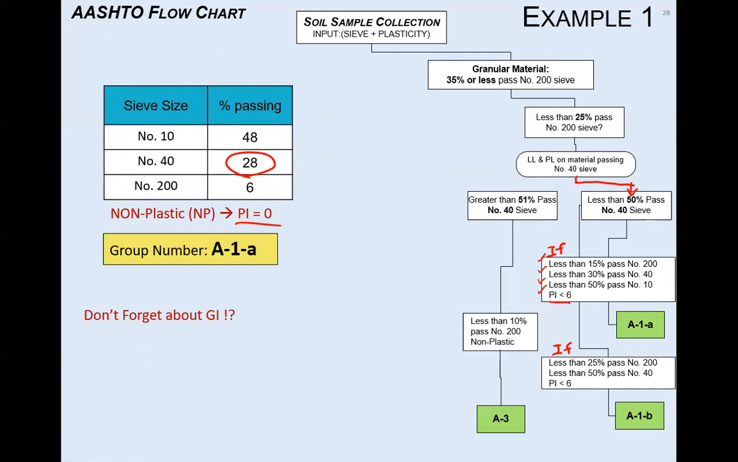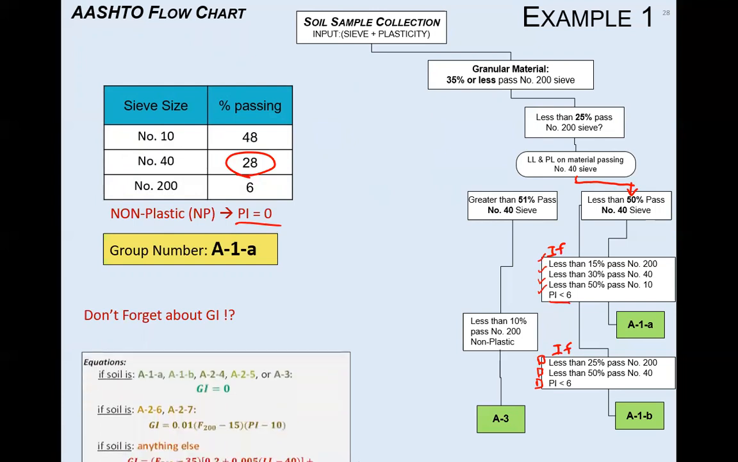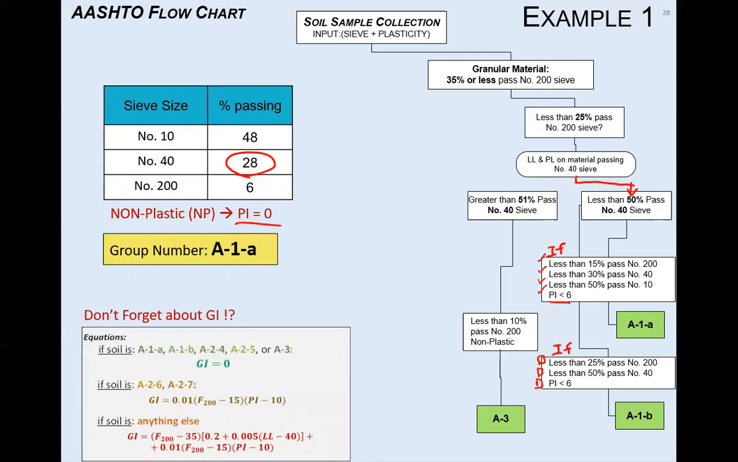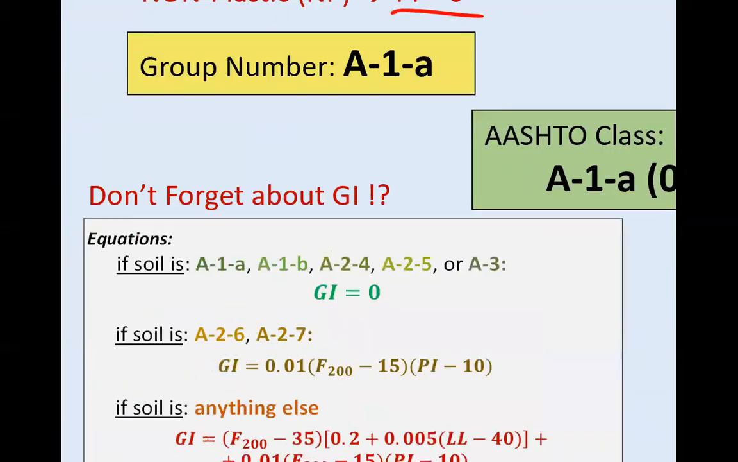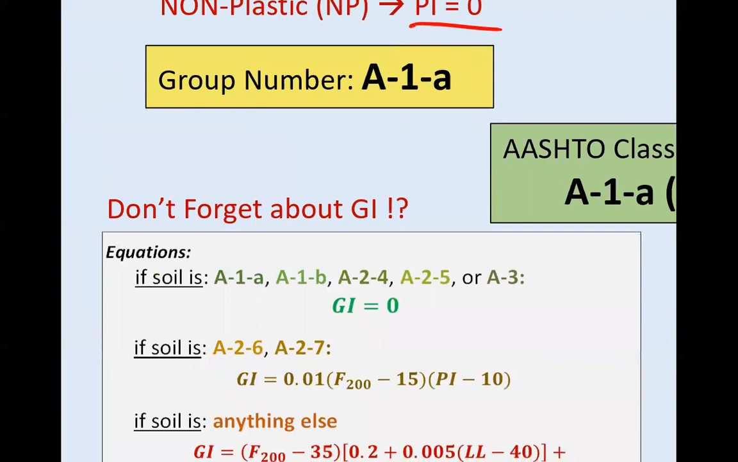But if it didn't check all those boxes and only checked these boxes, then we would call it an A1B. So it's an A1A. For the GI, what would the GI be? 0. So the actual classification here, we would still put that GI value, so it'd be an A1A0. Because down here, if the soil is either one of these, then we know automatically that the GI is going to be 0.